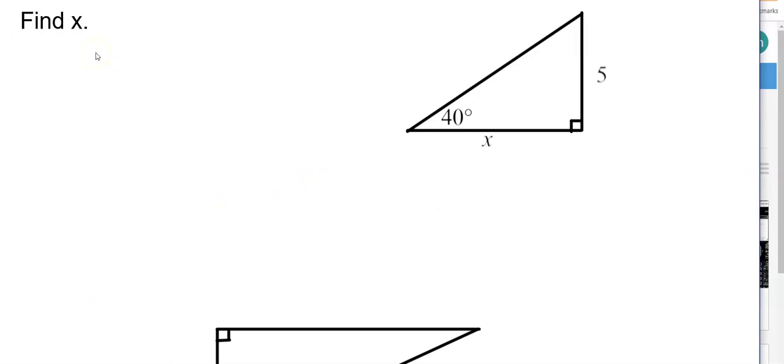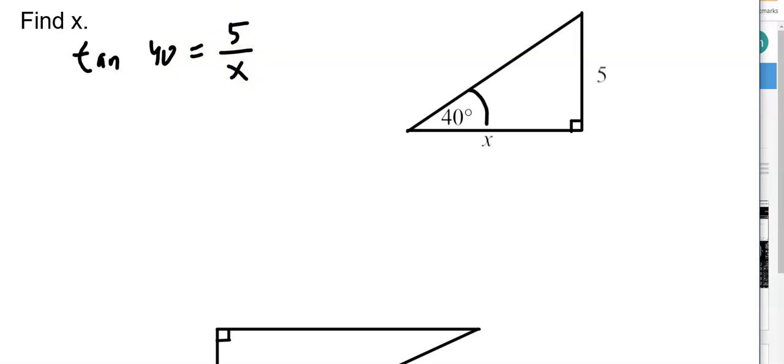But really it's saying find the value of x, right? So we're going to find the value of x. You've got this angle there, so let's set up the trig ratio. Hopefully you're going to choose tangent here because I have opposite and adjacent. So tangent of 40 equals the ratio of 5 divided by x.